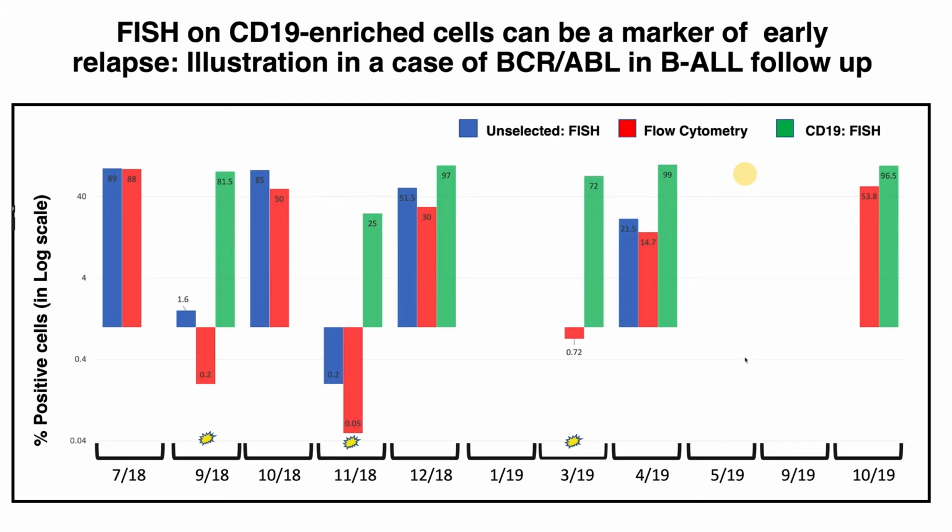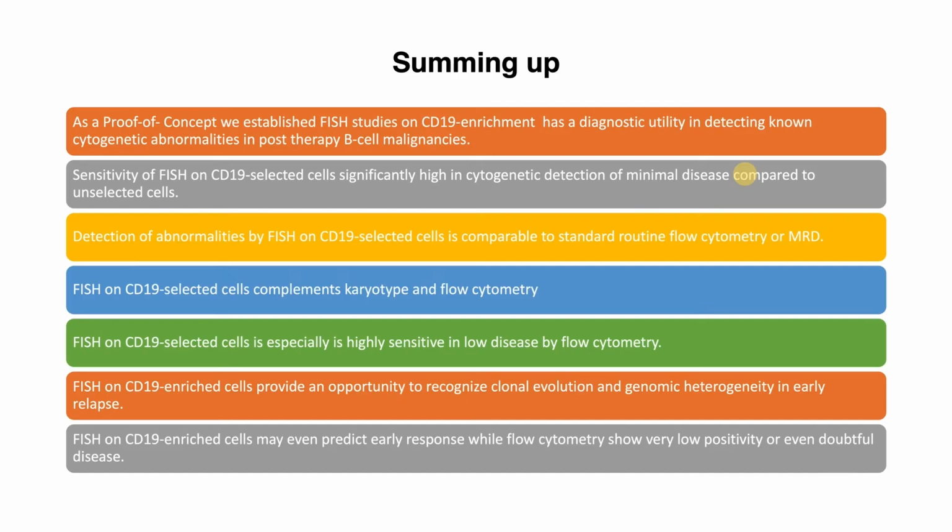Whereas in 2 other time points, none of the methods identified the abnormality, either flow or unselected cells, but subsequently, in one of the follow-ups, it was a complete relapse. So hence, this is another likely advantage of this application in predicting early relapse.